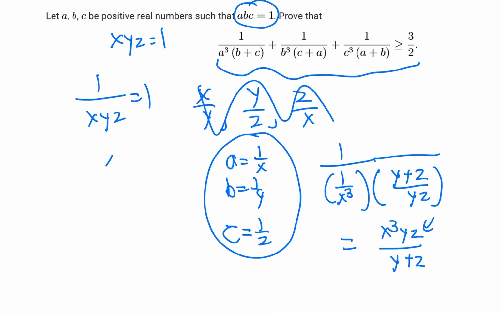So it's actually just the sum. The cyclic sum is basically saying it loops through all the variables. Like this is just the first term, but there are similar expressions for the next two terms. And we want to prove that this thing is greater than or equal to 3/2.